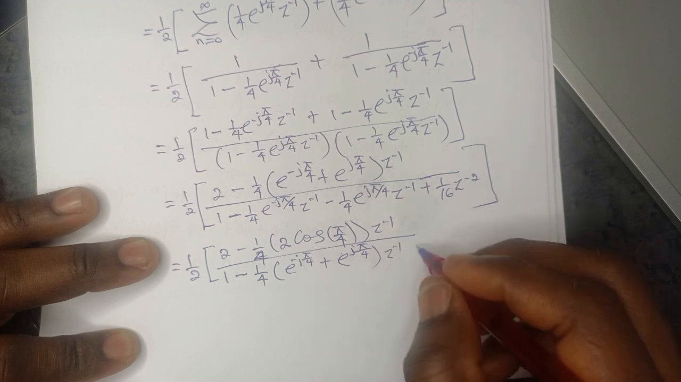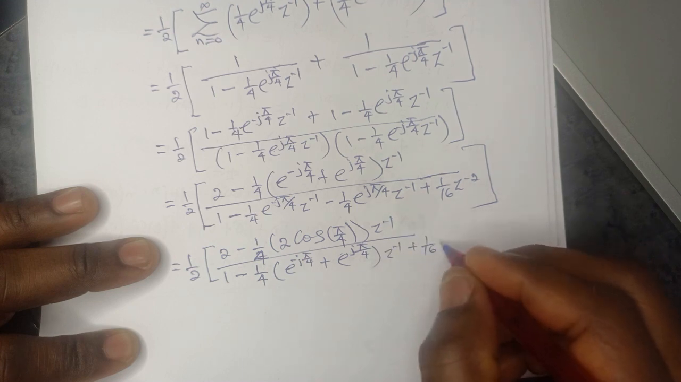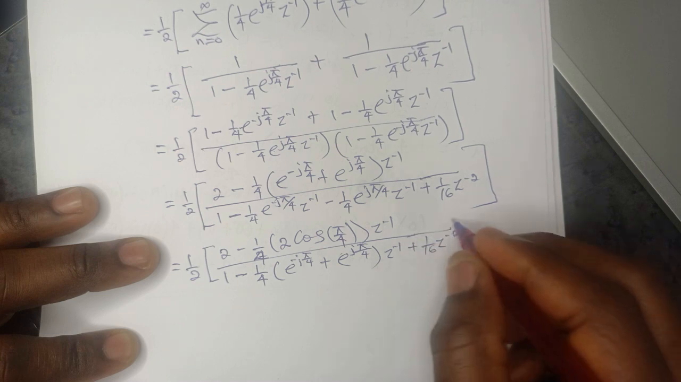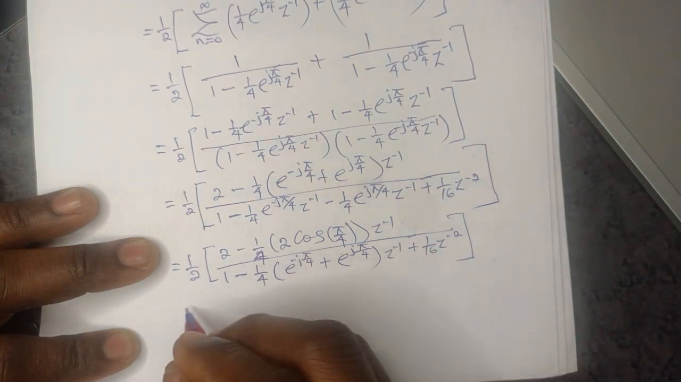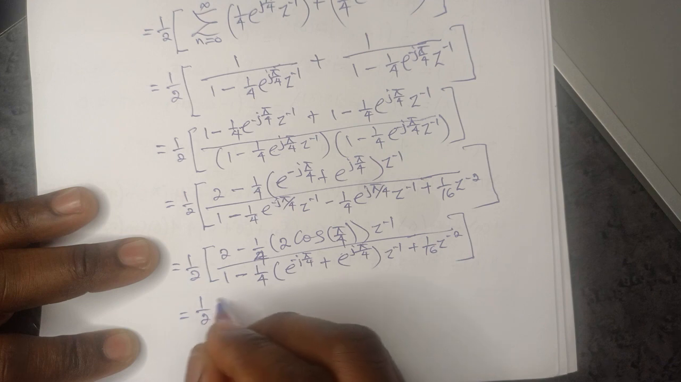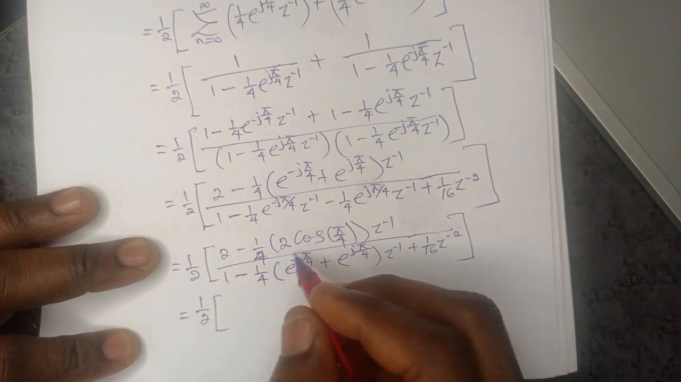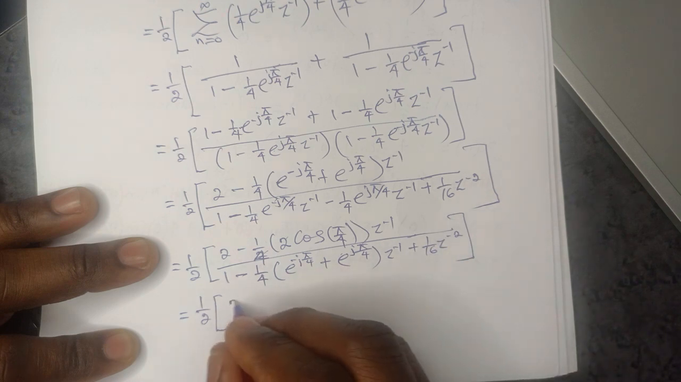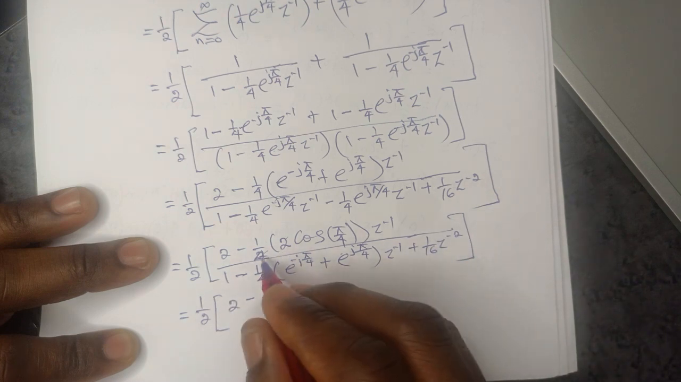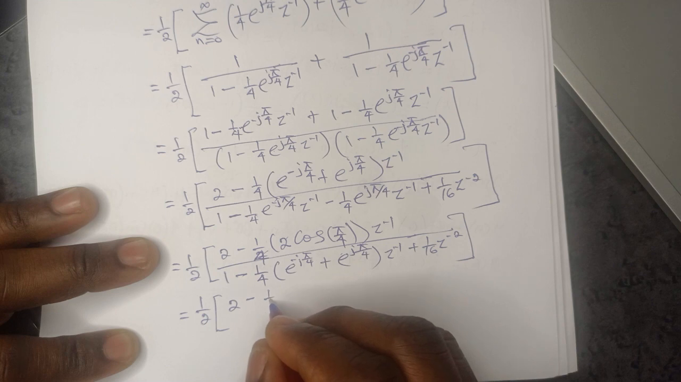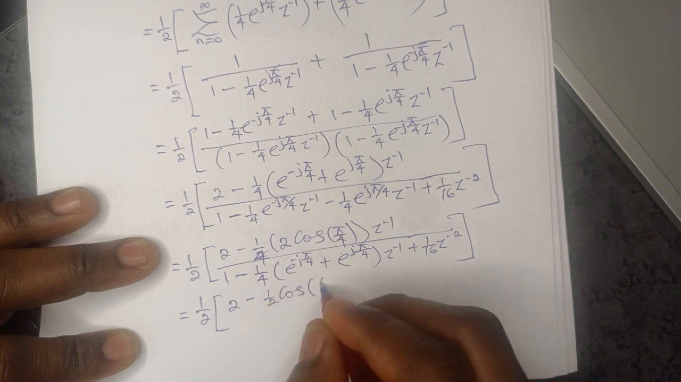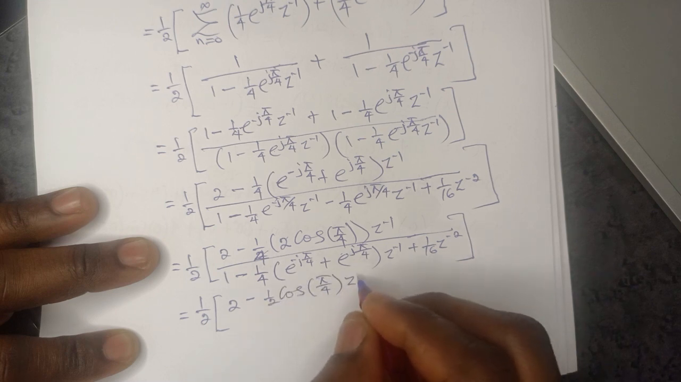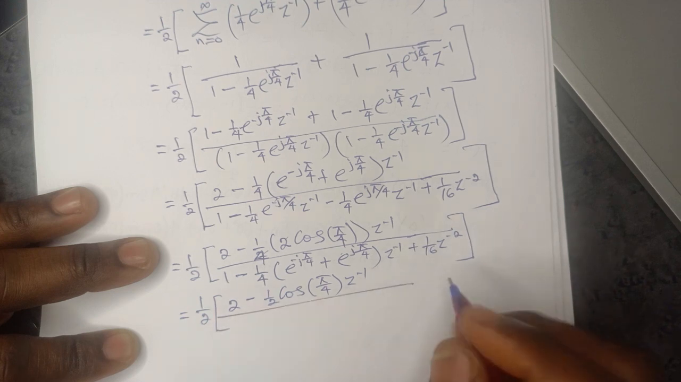z raised to the power minus 1, 1 all over 16 z raised to the power minus 2. So this is going to be 1 all over 2. So now you can see that this 2 can go out of this expression. So we have 2 here minus 1 all over 2 cos pi all over 4 z raised to the power minus 1 all over.